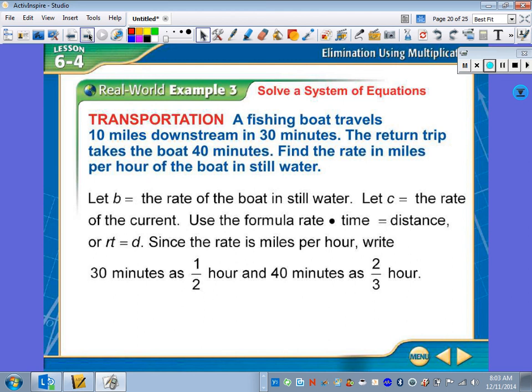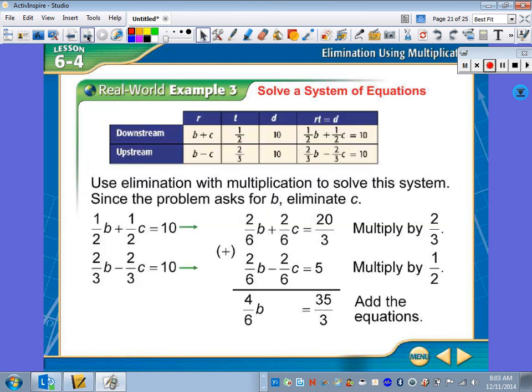Since the rate is miles per hour, write 30 minutes as a half hour and 40 minutes as 2/3 of an hour. The way they got that is you take 30 over 60 and reduce it down as a fraction. If you're on a Casio, you have the fraction key. If you're on a TI, hit 30 divided by 60, math, enter, enter, and it'll do it for you. And then do the same thing with 40 minutes, 40 over 60, okay?